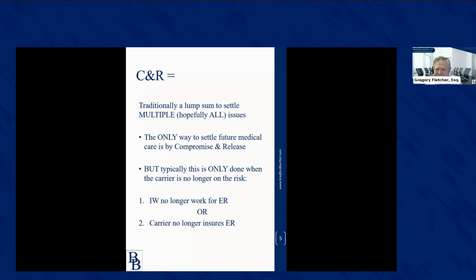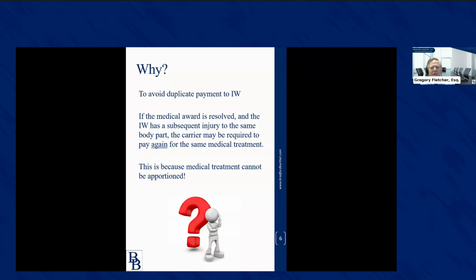It's funny I say that. You could, I assume, do a stip and order settling medical care, for example, after you did a stipulation. Typically, we will fold that into a compromise and release and include all of the other payments and agreements in the stipulation. Typically, you only settle by C&R if the carrier is not on the risk. That means the carrier either no longer insures the employer or the injured worker no longer works for the employer. And the reason you do that is to avoid duplicate payments.